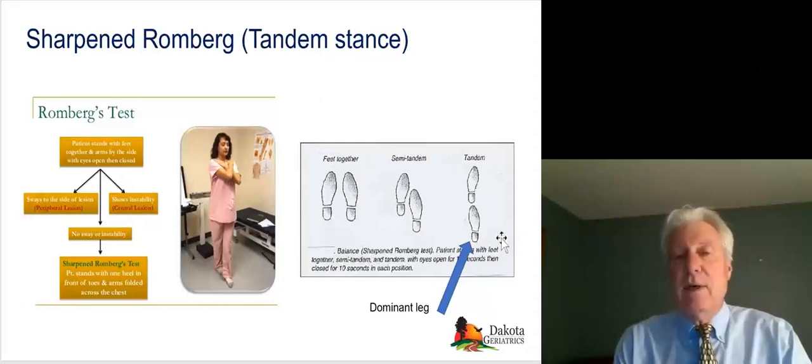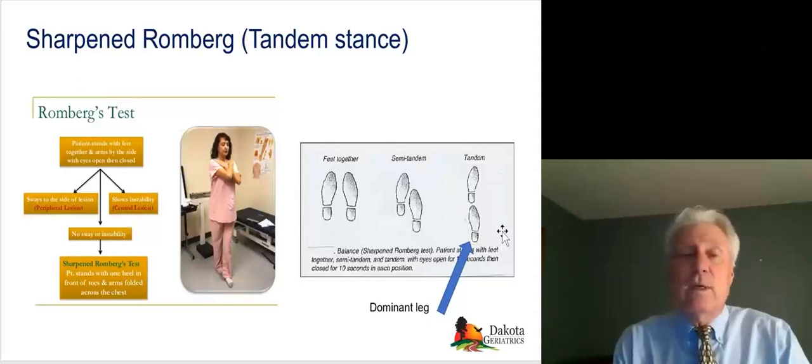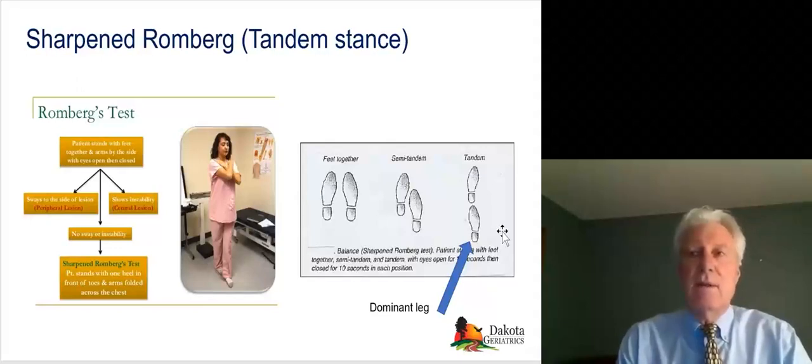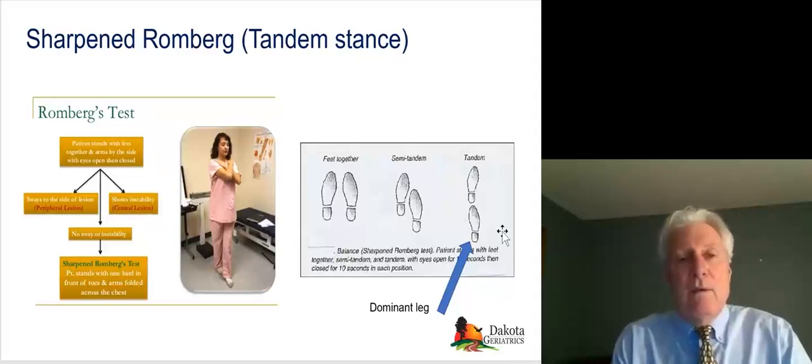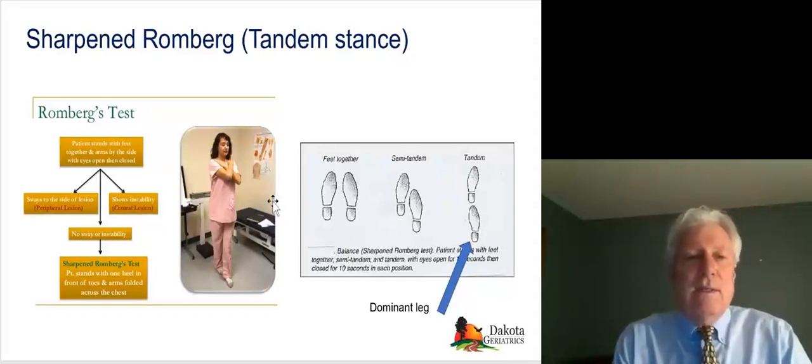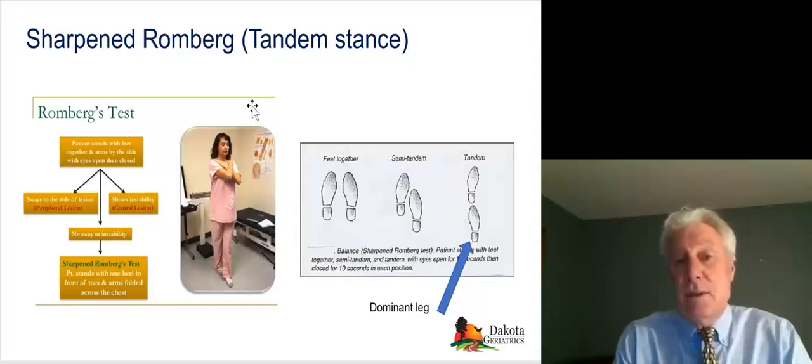And typically you start off with the dominant leg in the back. If there's some obvious hemiparesis or weakness that you already know, you don't have to perform this test because that individual will already be a fall risk by virtue of that leg weakness. So in the picture here, you can see this therapist who's demonstrating crossing her arms. So that's the official test.